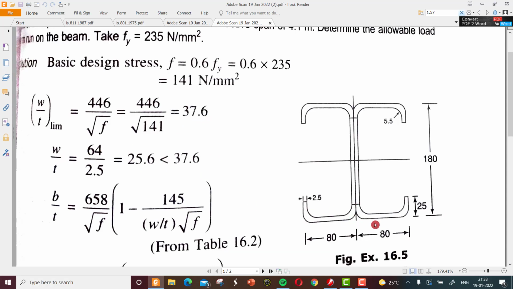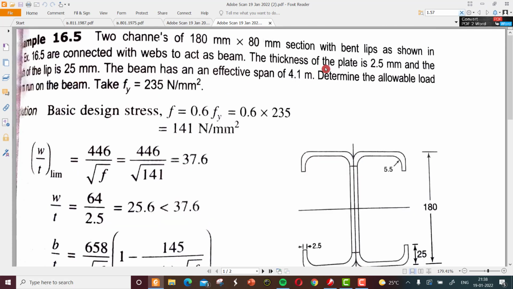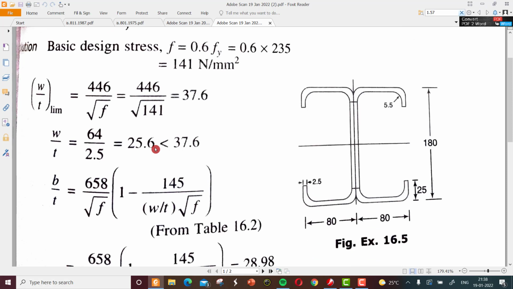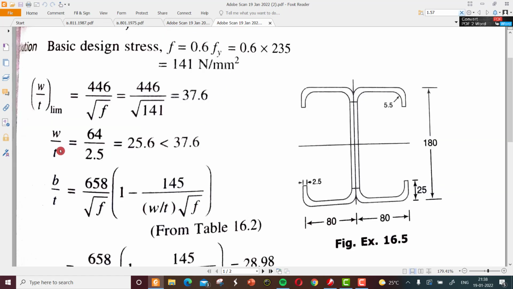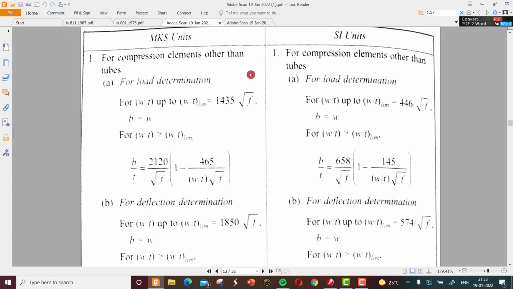So W is 80 minus these two corner values, which we have seen in the last video. So deducting those, we will get 64 as the effective, the clear width. 64 divided by 2.5 thickness of the member is 25.6, which is less than 37.6, the limiting value. So the W by T value is less than W by T limit. So the first case, a full section is effective.